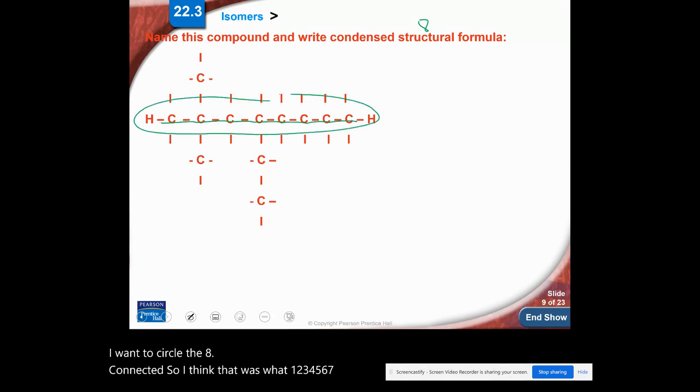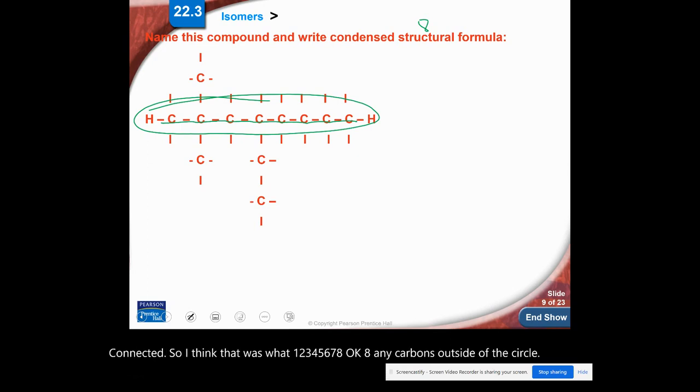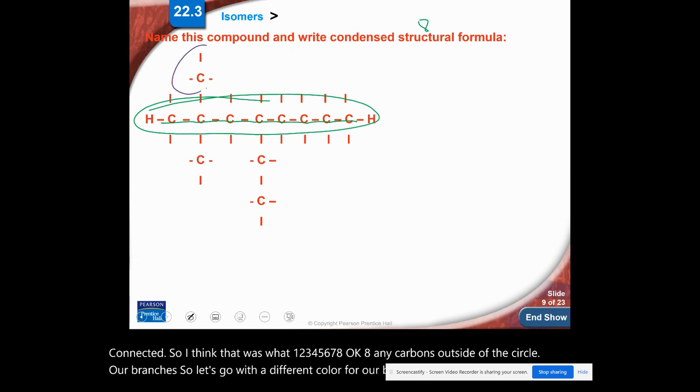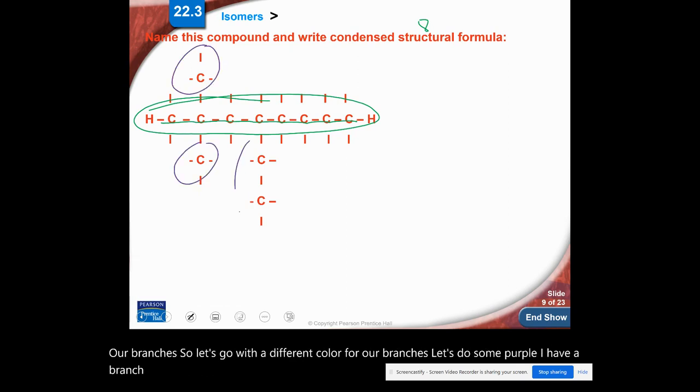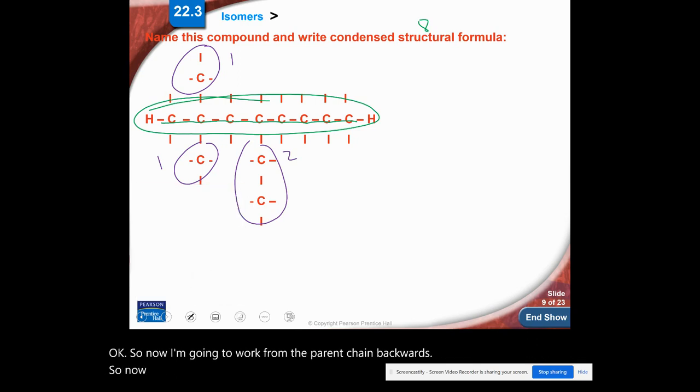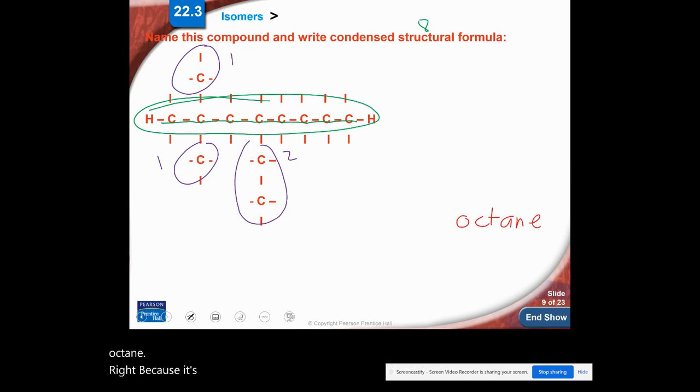Okay, 8. Any carbons outside of the circle are branches. So let's use a different color for our branches. Let's do some purple. I have a branch, and a branch, and a branch. I have a 1 carbon branch, a 1 carbon branch, and a 2 carbon branch. Now I'm going to work from the parent chain backwards. The parent chain is the carbons in red. That was 8, so that's octane, because it's 8 carbons connected by single bonds.